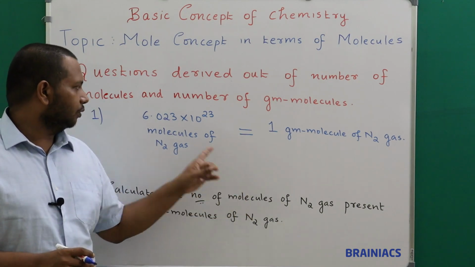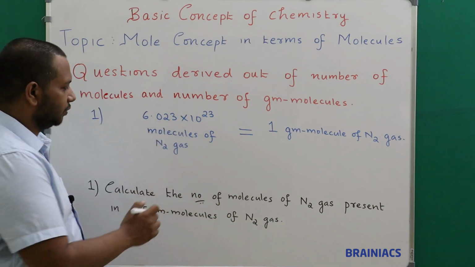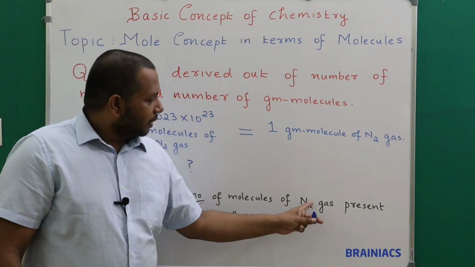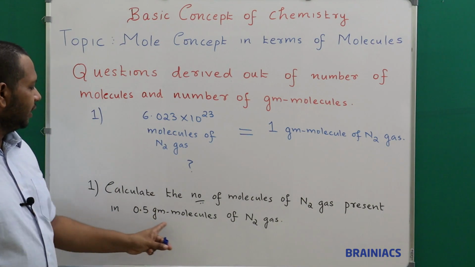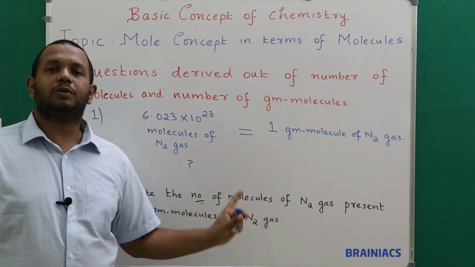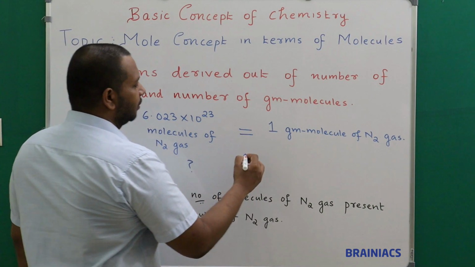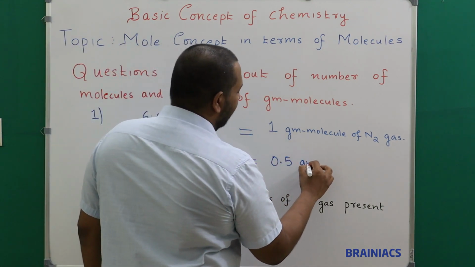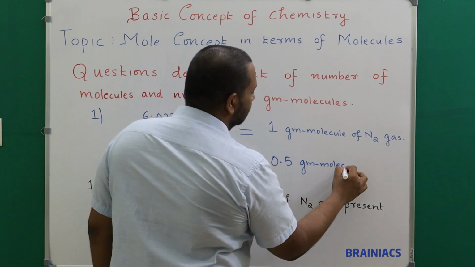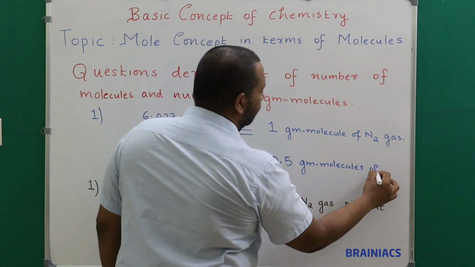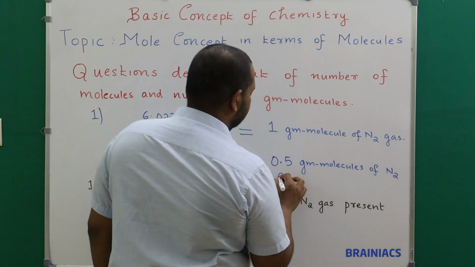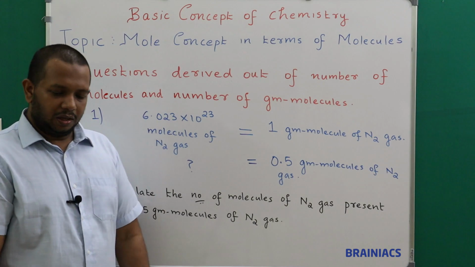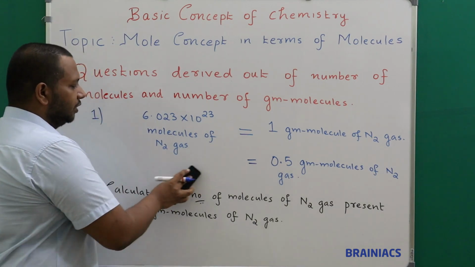Correct. Now we will read the question. Calculate the number of molecules. So they are asking you the number of molecules, here I can put the question mark. Number of molecules of nitrogen gas present in how many gram molecules? 0.5 gram molecules of nitrogen gas. So they have given here 0.5 gram molecules of nitrogen gas. Correct. Now you can tell me how to do this.